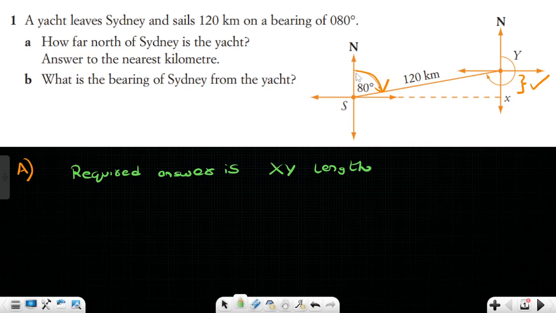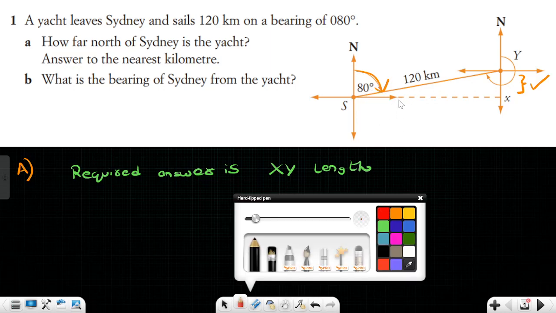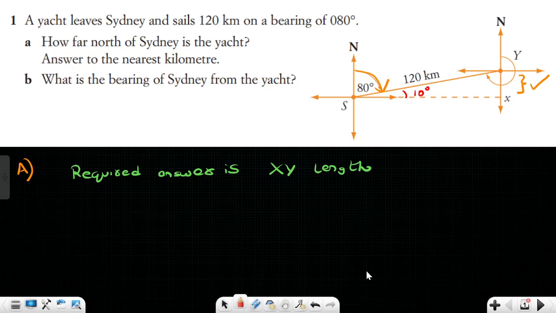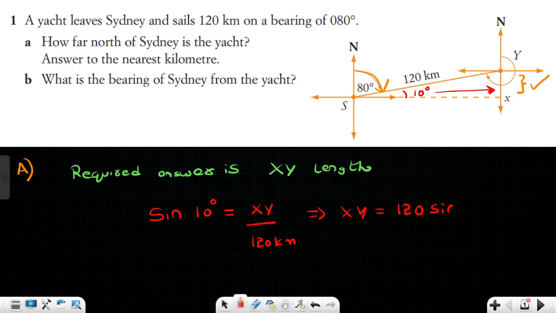Now, if this angle is 80 degrees, surely we can say that this angle is 10 degrees, because the total has to be 90 degrees. Now we can apply trigonometry. For the 10 degrees angle, we need this opposite side, and we have the hypotenuse. So which trigonometric ratio can we use? Sine theta is equal to opposite side by hypotenuse. Therefore, sine 10 degrees is equal to the opposite side, that is XY length, by hypotenuse, 120 kilometers. This implies XY is equal to 120 into sine 10.